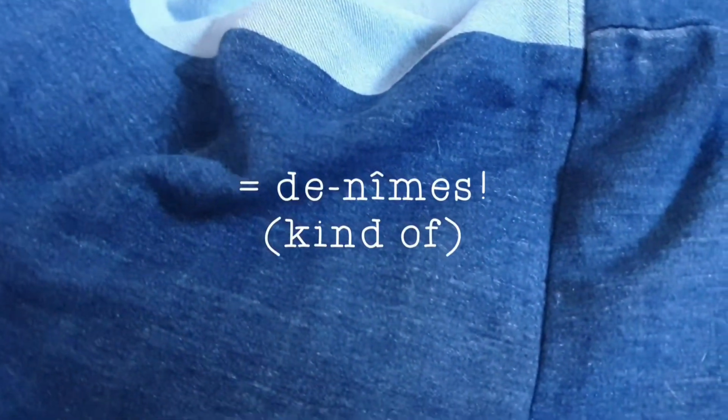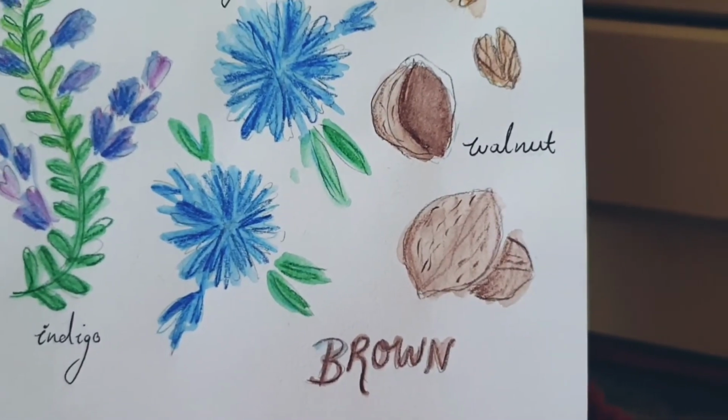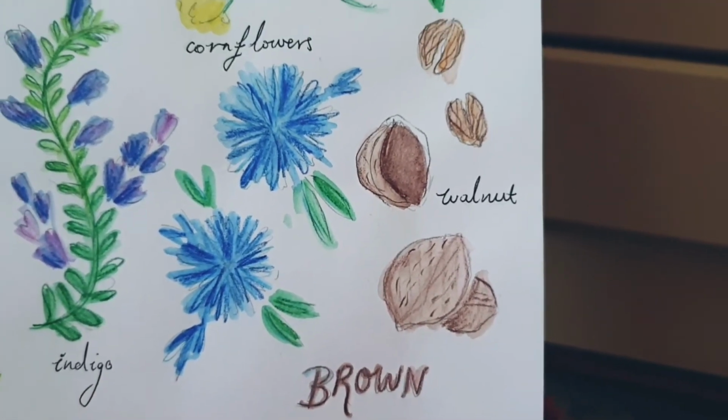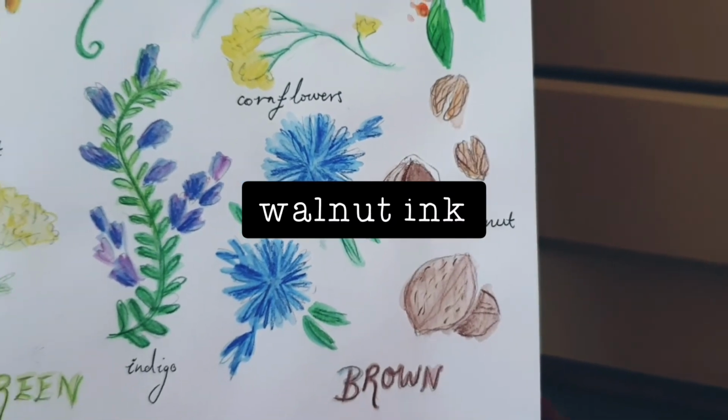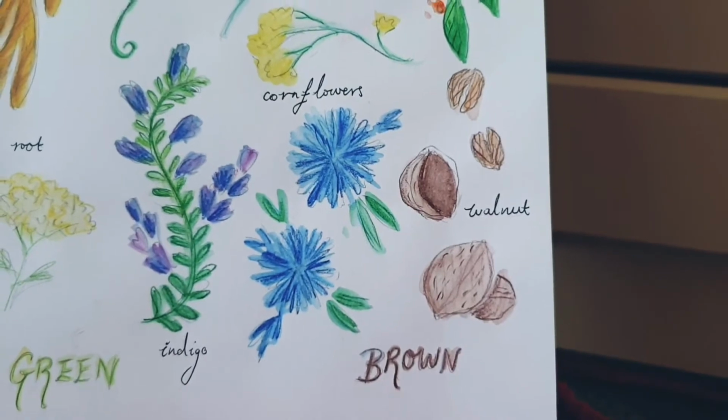Now for the last colour we have brown, and you can use walnut hulls. By crushing and boiling them you can use those to make brown pigment. And walnut ink is actually a thing, which is a dark brown pigment made in quite a similar way, which you can see on some historical manuscripts if you're interested in that.